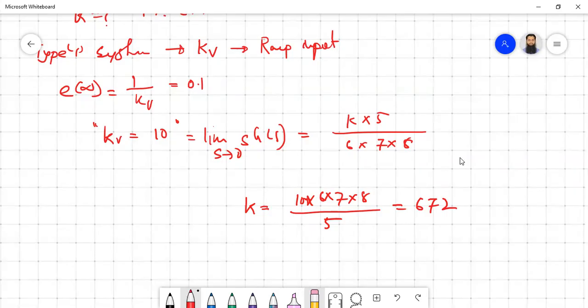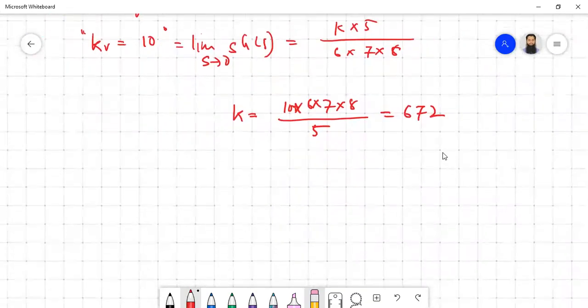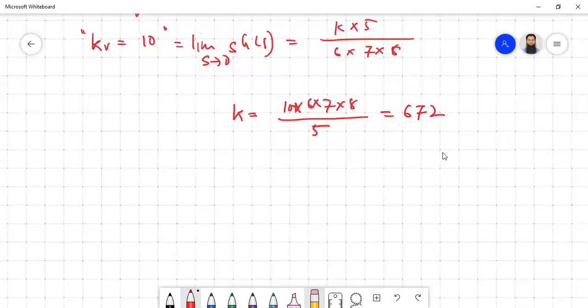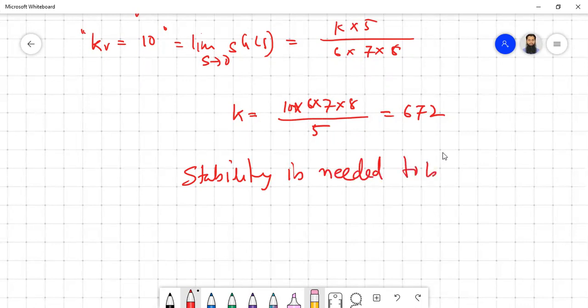Okay, sorry for the interruption. So now we already calculated the value of K. The value K = 672 gives a 10% error in this particular given system. But one thing we always have to be careful about is, for whatever the value of K, whether the system is stable or not. This is what we also have to test. So stability needs to be tested.